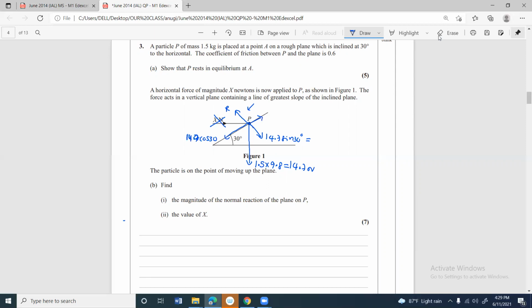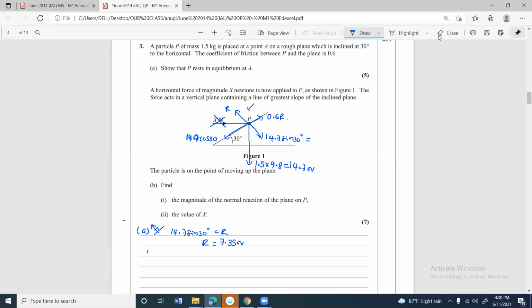The coefficient of friction is 0.6, so 0.6 R would be the value for that. Let's see how to show that it's in equilibrium. Initially, we need to find the reaction force, because the purpose is to identify the mu R value. So we can say 14.7 sine 30 would be the value equal to R. Therefore, R is 14.7 sine 30, that is 7.35 newtons. That's the reaction.